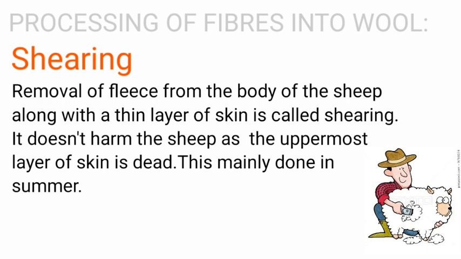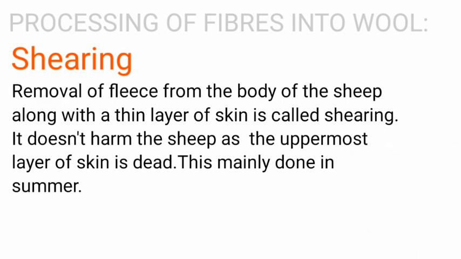Shearing does not harm the sheep as the uppermost layer of skin is dead. This is mainly done in summer. It means that in shearing, the removal of fleece from the body of the sheep takes place by using machines, and it is done in summer season. Why is it done in summer season? Because if it is done in winter season, then the sheep cannot survive in very low temperature as their fleece is removed.